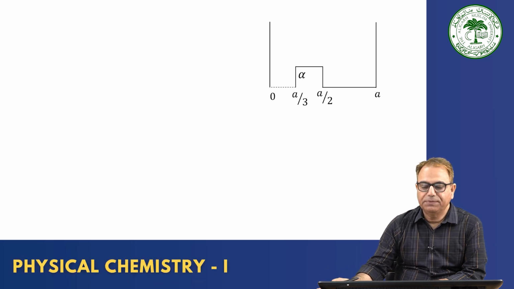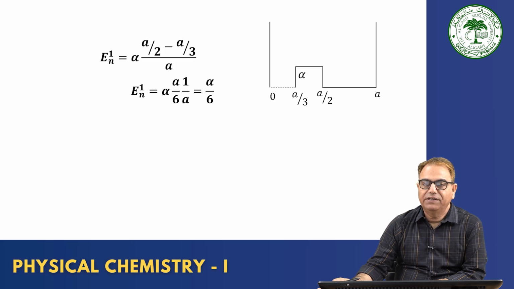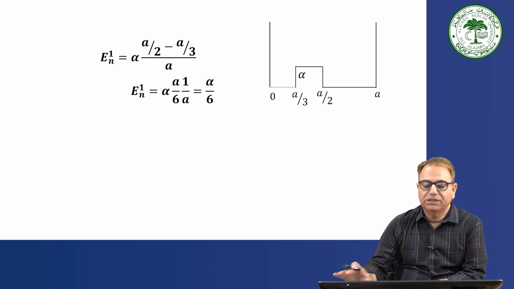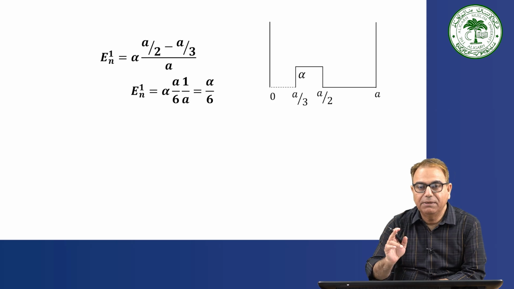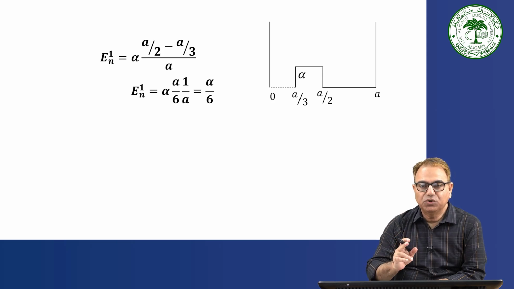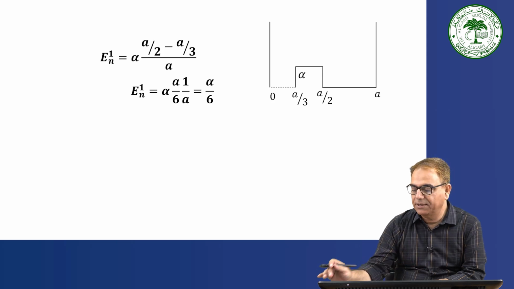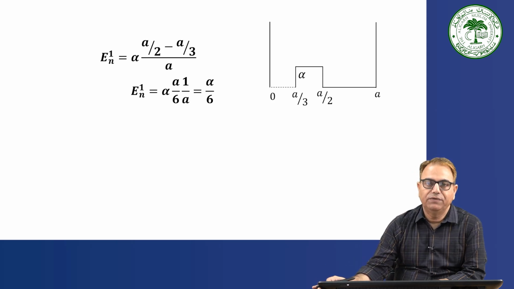So if you use this shortcut relationship for finding En1, the perturbation is alpha, the length of perturbation you get a by 2 minus a by 3, and then you divide it by a, you get the value equal to alpha divided by 6. So this is a shortcut method, but remember the perturbation should be constant and the potential well should be symmetric. These are the two conditions; only then will you use this. Otherwise you will calculate the integral.